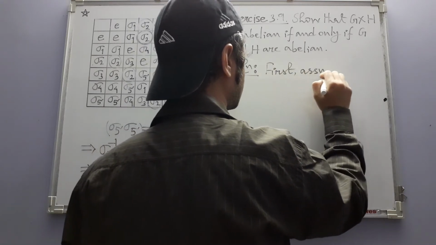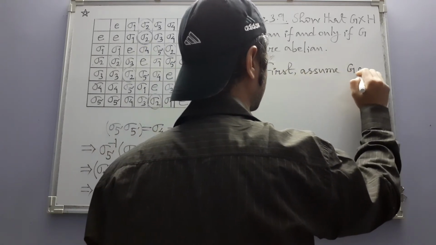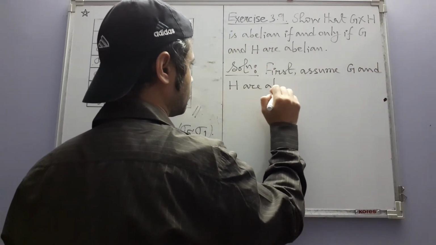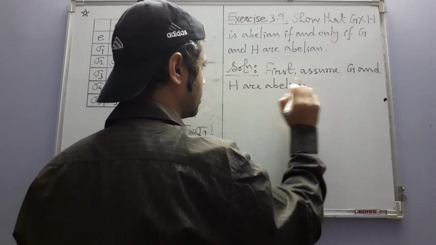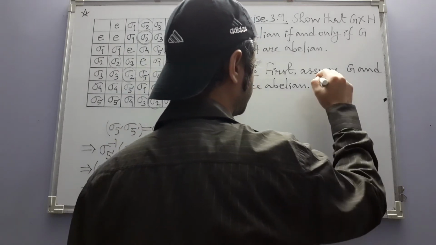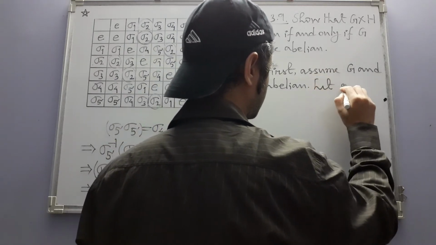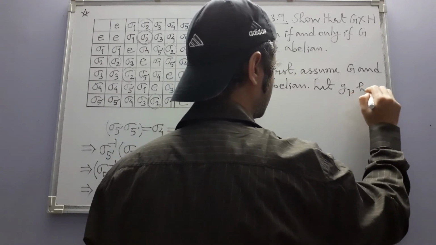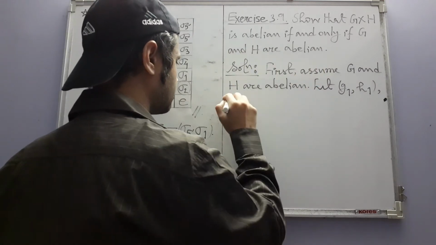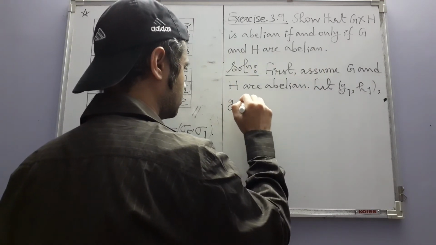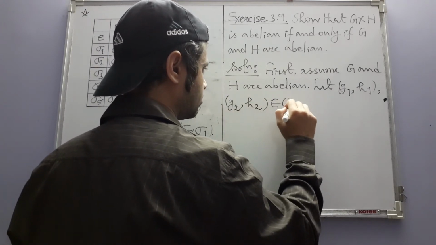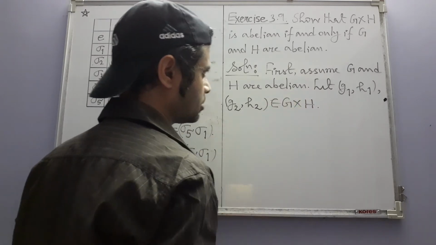First, assume G and H are abelian. We now have to prove that the Cartesian product is abelian. Let G1, so we take two elements here in the product and show that they commute, belong to G cross H.